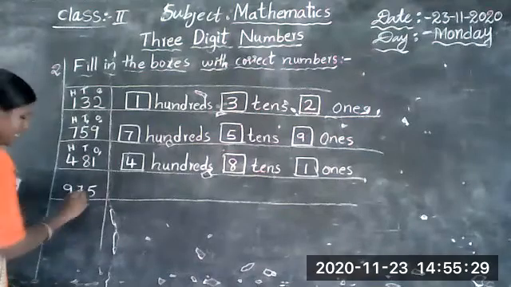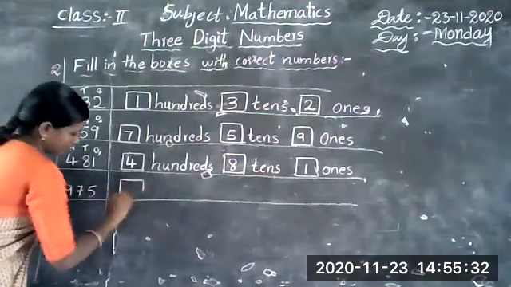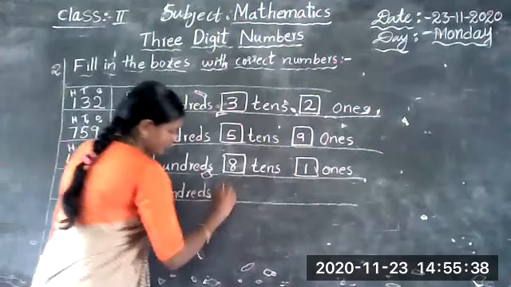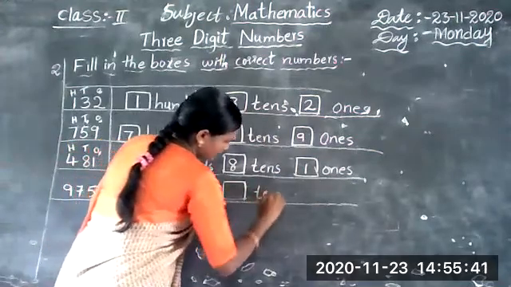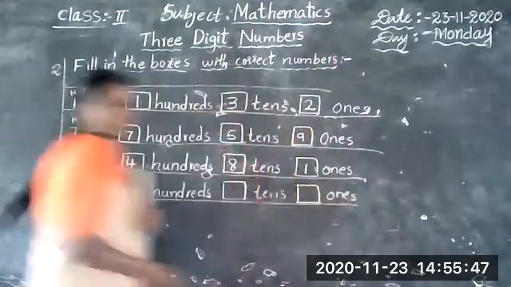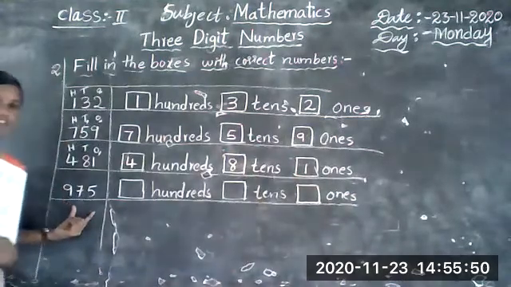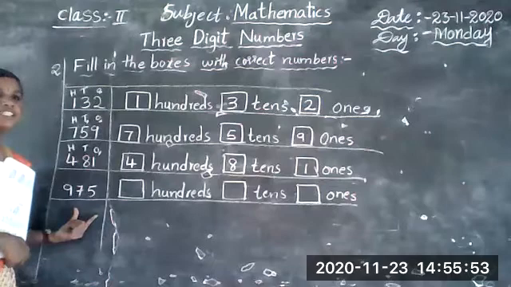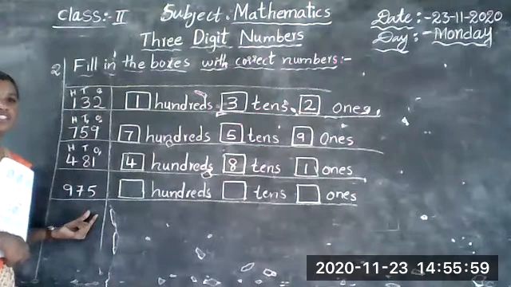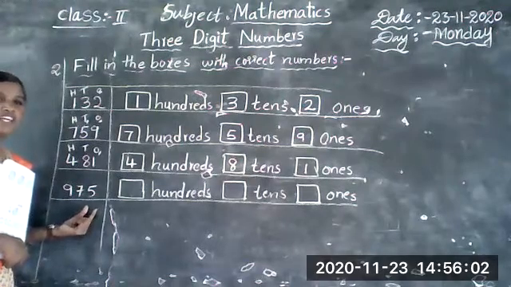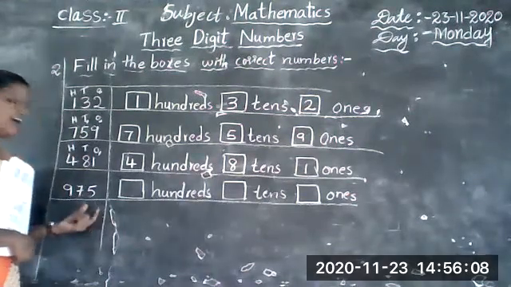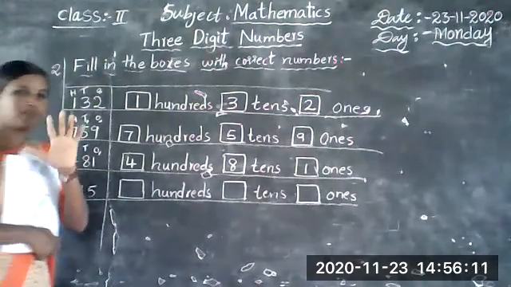Next, 975. What is this? 975. So, how many hundreds are there? Next, how many tens? How many ones? See here. Now, 975. What is this number, children? In this number, how many ones are there? Show me with your fingers. Very good. Most of the children, did you see me? 5 ones.